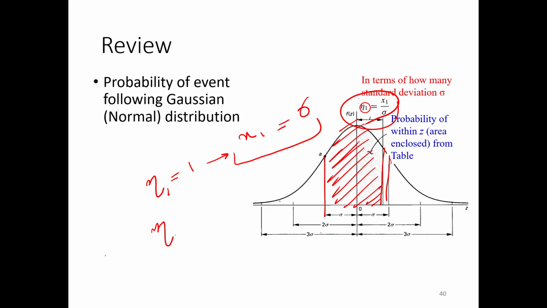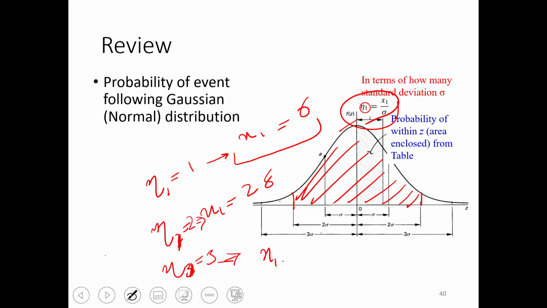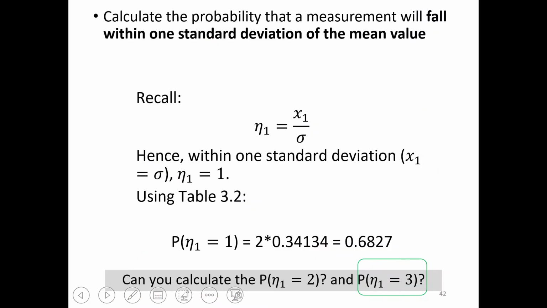If eta is equal to 2, your x1 is essentially 2 sigma. So you are trying to find the probability of something happening within 2 standard deviations of the mean. Okay, and if your eta 1 is equal to 3, then your x1 is 3 sigma. So you are looking to find the probability of something happening within 3 standard deviations from the mean. Okay, we'll come back to this table.